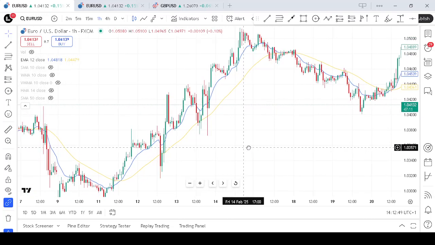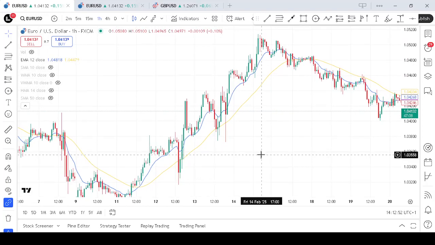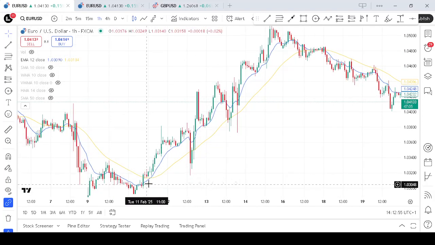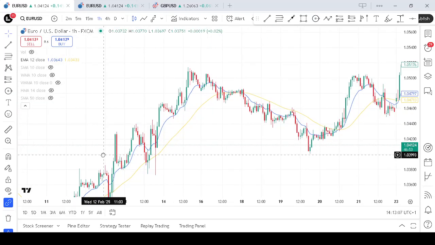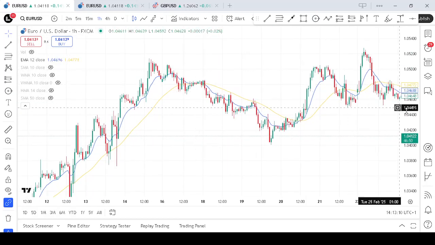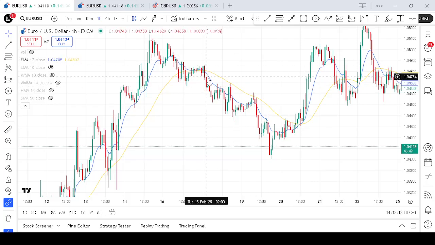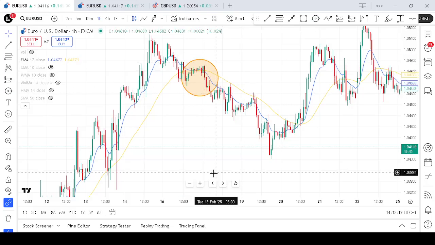Now, when the short-term EMA crosses above the long-term moving average, this signals buying opportunity, as seen here. Conversely, when the short-term moving average crosses below the long-term moving average, this signals selling opportunity. As seen, the crossover strategy helps you stay in line with the market trends and make informed trading decisions.